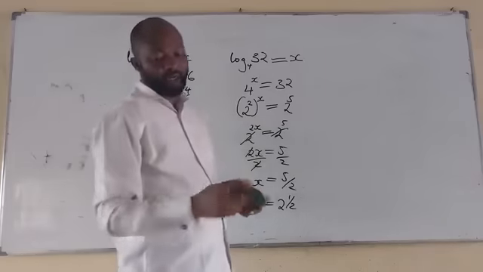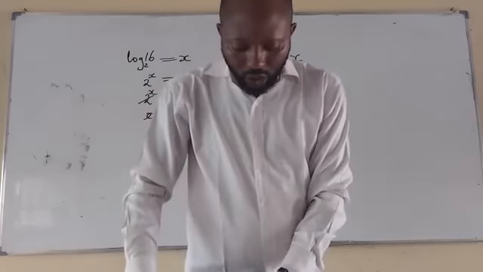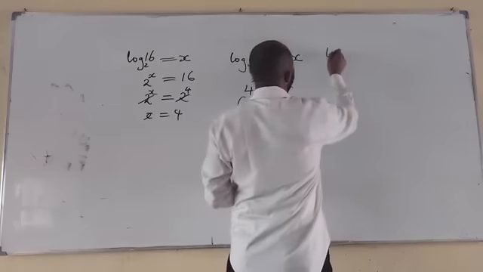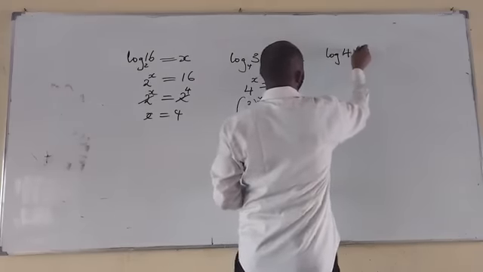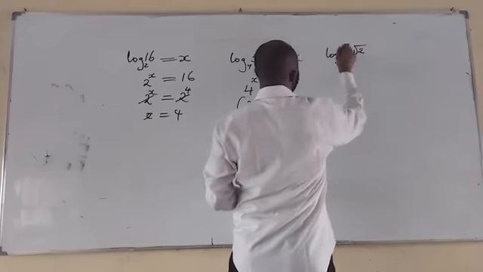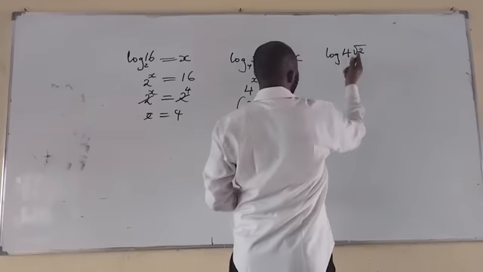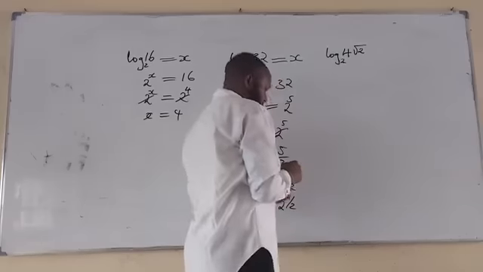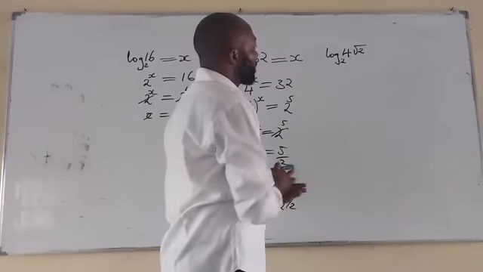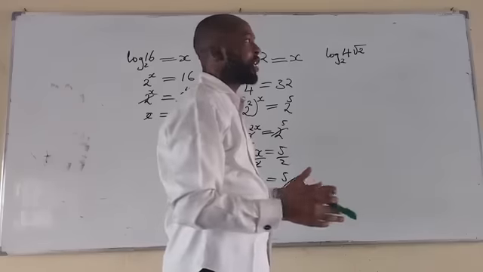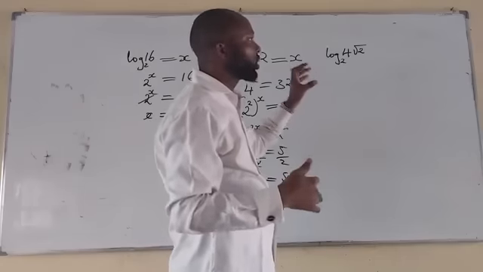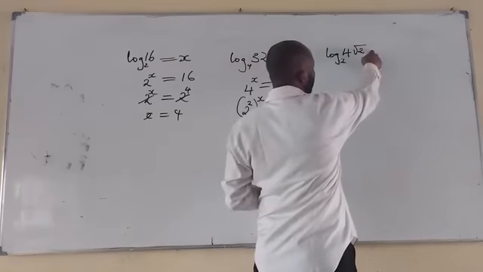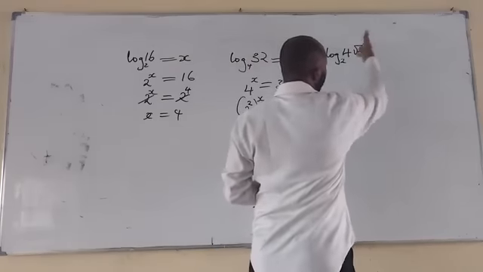Okay, let's take another example. Log 4√2 in base 2. If you remember our surd rule, where we're instructed to have our variable in a single surd, in a single root, we have to convert this into what will be in the same root.